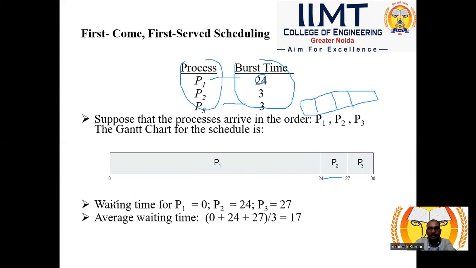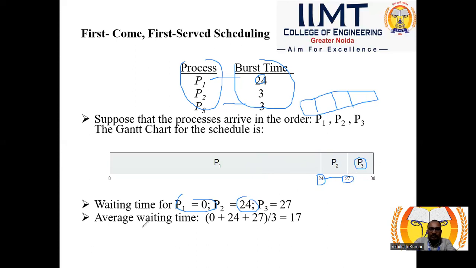Now we calculate the waiting time for each process. Process P1 arrived in the ready queue at time t equal to 0, so execution will start at time t equal to 0. So the waiting time for process P1 is 0. Process P2 arrives at time t equal to 0 and its execution starts at time t equal to 24, so process P2 will wait 24 time units in the ready queue. So the waiting time for process P2 is 24. Process P3 arrives at time t equal to 0 and its execution starts at time t equal to 27 milliseconds.